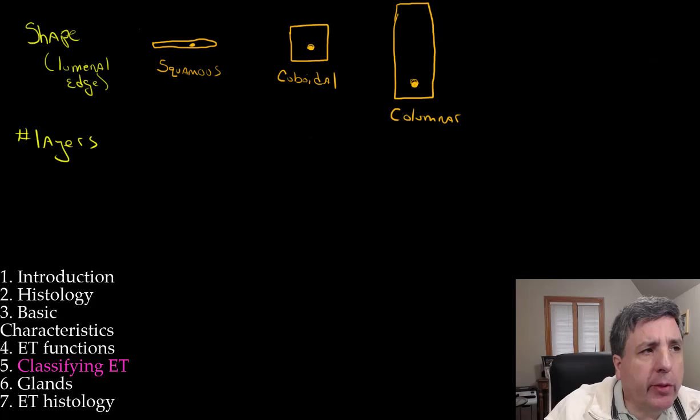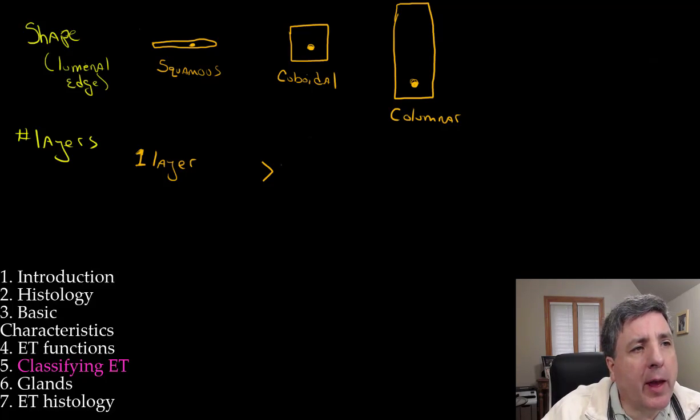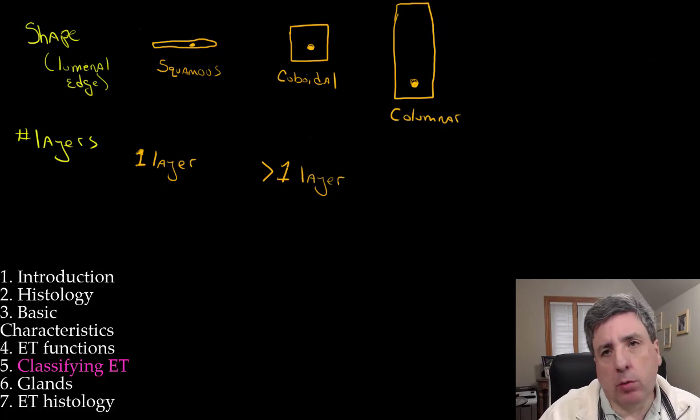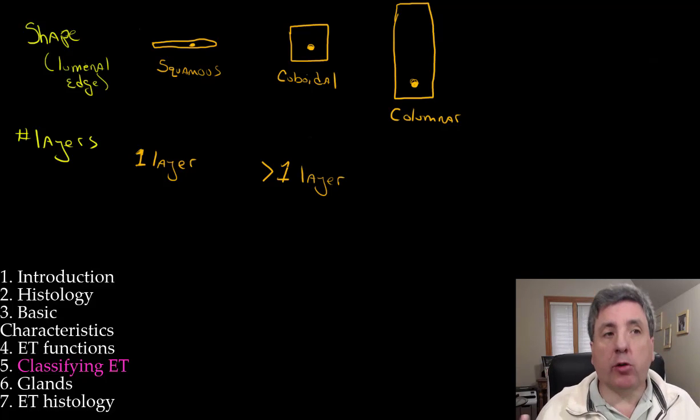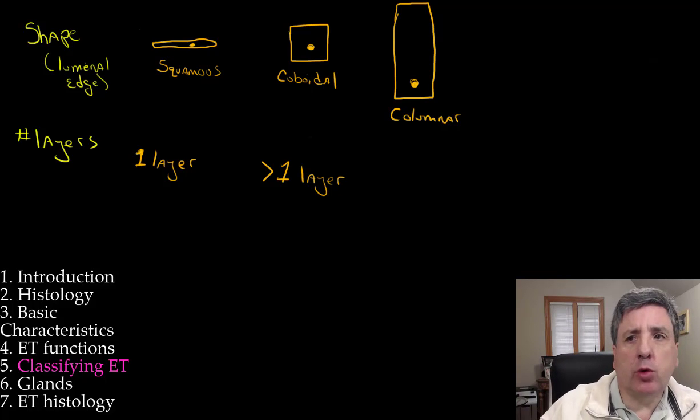So with the layers, the two things that we're going to be dealing with is you're going to have a single layer. So let me do one layer. So that's number one. Okay. So a single layer of cells, and the other one is greater than one layer. So that could be two or more. Okay, so it could be 20, 30 layers. So let's look at what these actually would look like.